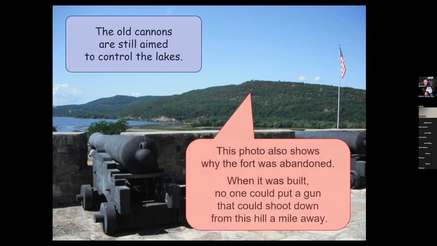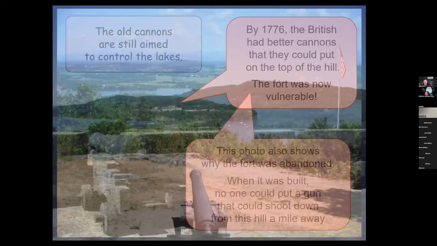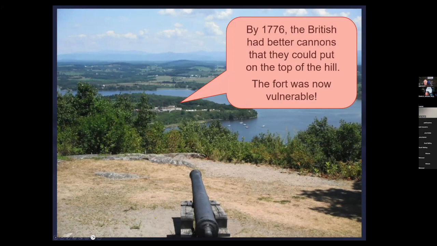The photo also shows why the fort was abandoned. When the fort was built, nobody could get a gun up onto the top of that ridge that would be able to shoot all the way down. But over that 25-year period, they developed a different generation of cannons, and the British put a couple of them up on the top. And at that point, the fort went from being an almost impossible to attack place to a place that was extremely vulnerable. The British could just sit up here and slowly turn the fort into rubble and kill everybody inside of it without having to risk anybody at all.